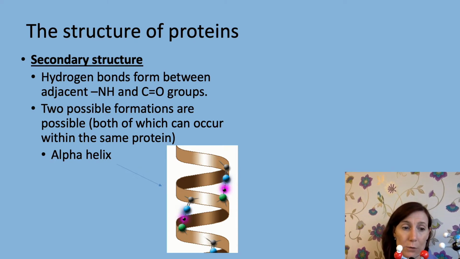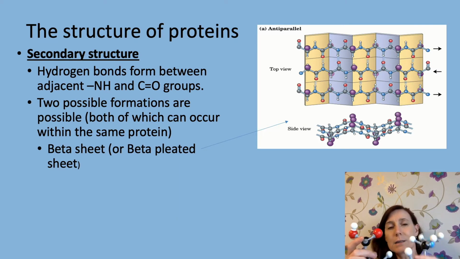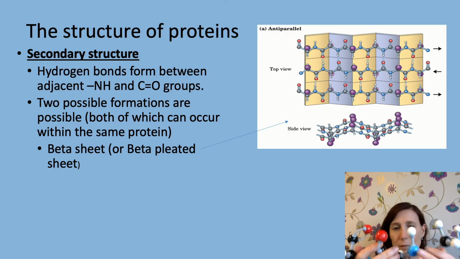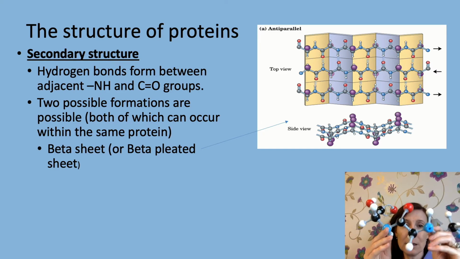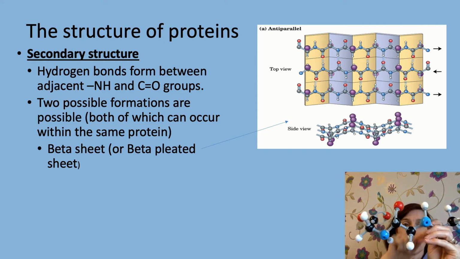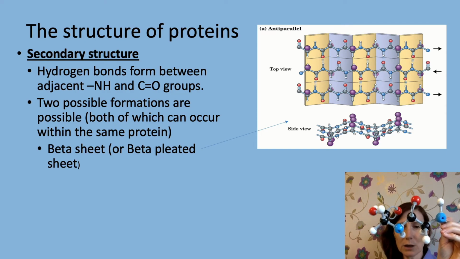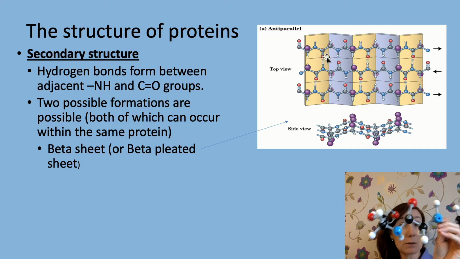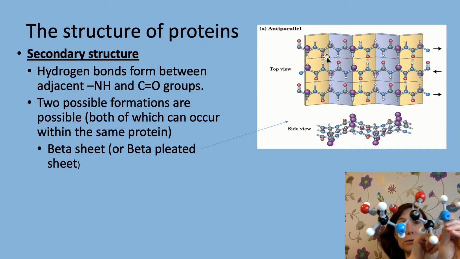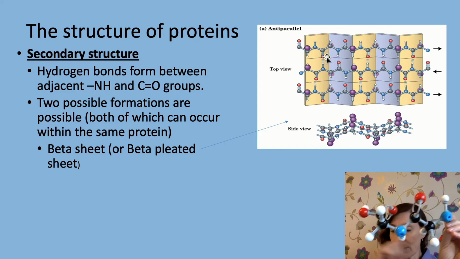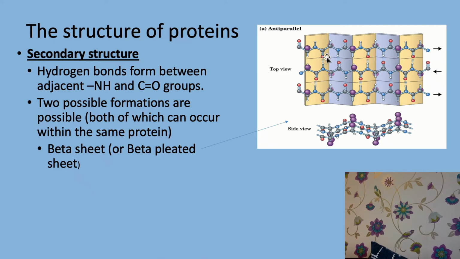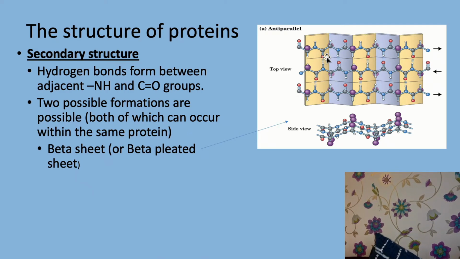The other way it can shape itself is by folding, and what we get is a beta pleated sheet. If you imagine the zigzags here, this is just one chain and it forms this zigzag, which you can see in the picture here, the ups and downs, a bit like the model I've got here. Now if we get a strand of these and then it folds back on itself, let me show you with a wire. Bear with me a minute.